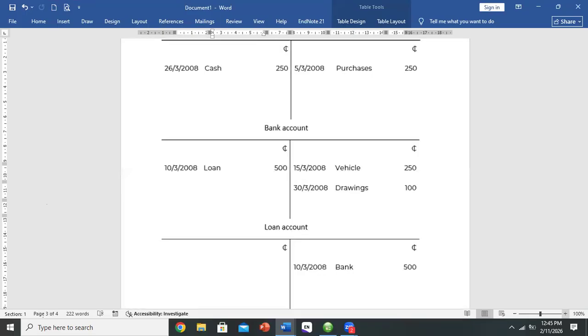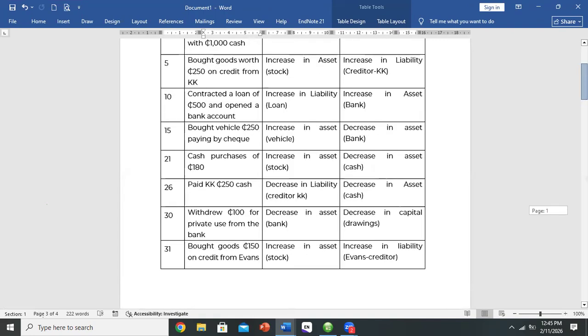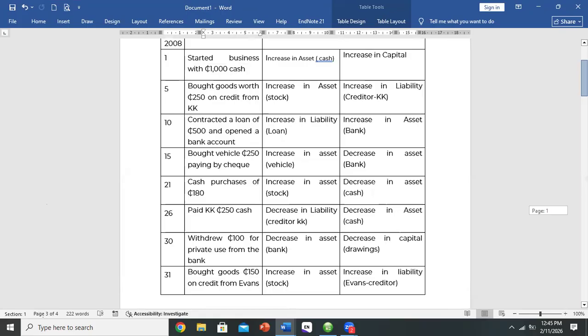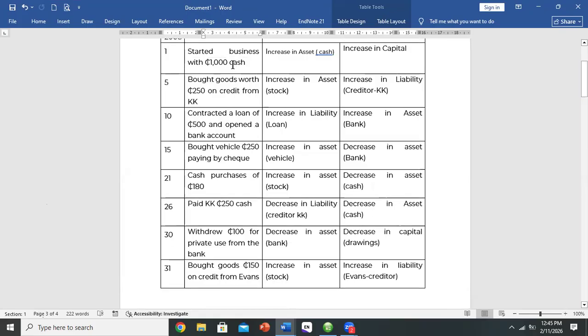Before I answer Nicole's question, take this question, for example: you have started business with cash. So that's capital and cash, then bought goods, purchases on credit, right? You can go through and see cash is here, cash is here, so cash is appearing like 1, 2, 3. If you draw and leave like 5 lines, that can accommodate you.